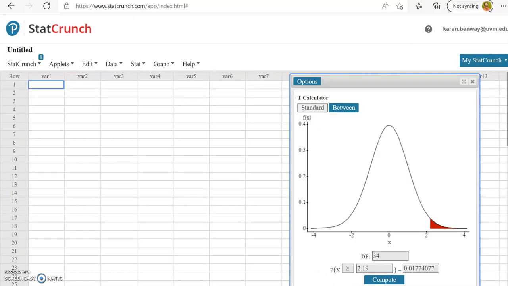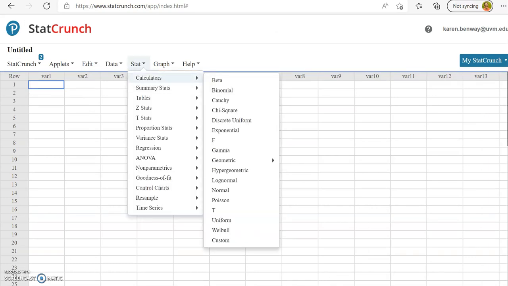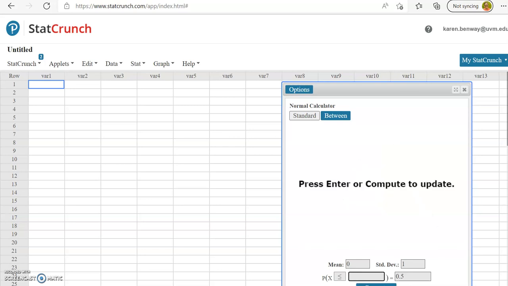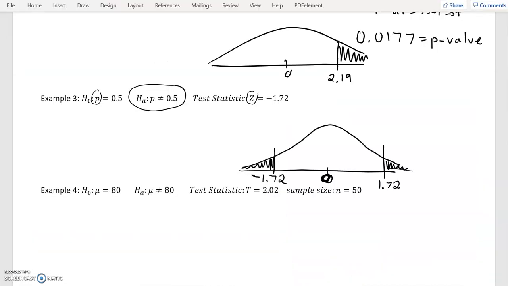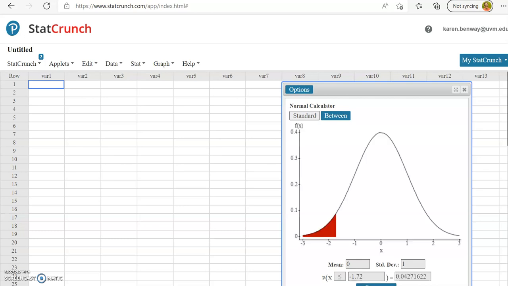So I'm coming back here. I need my normal calculator. I'm going to look in the left tail beyond my test statistic, negative 1.72. Is that what it was? Yep. And then compute. And it tells me that the area down below negative 1.72 is 0.0427.